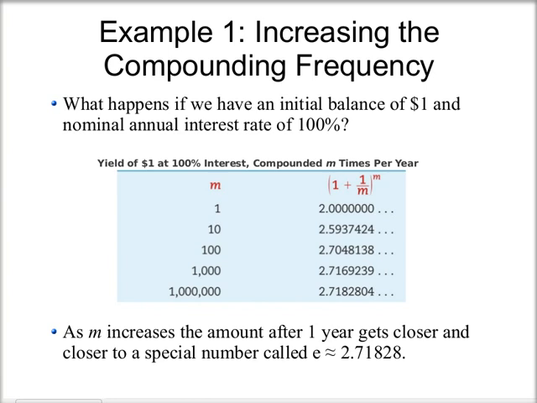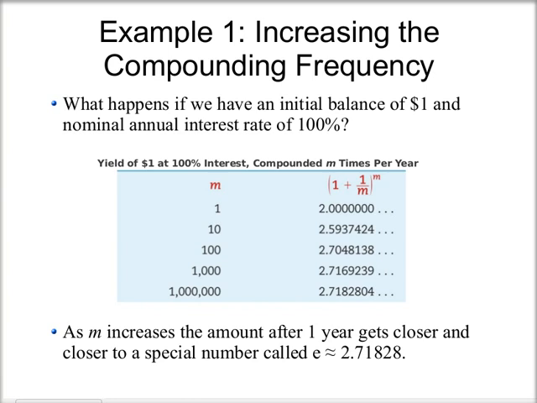$2.70. If it's compounded 1,000 times per year, we get $2.72 if I round that up because I've got a 6 in the third decimal place. If it's compounded 1,000,000 times per year, then rounding up again, I also get $2.72. So we can see that these numbers get higher but closer and closer together the more often we compound per year.